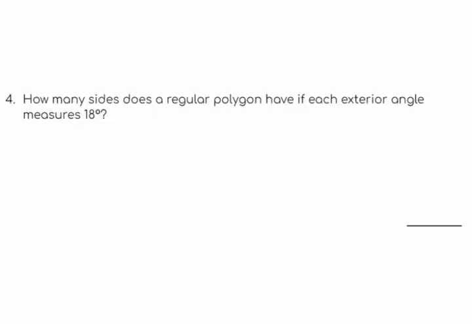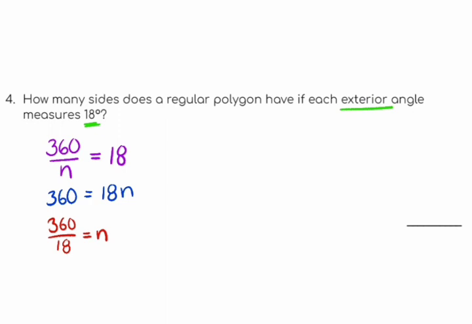The difference between problem 4 and problem 3 is this one says exterior angles instead of interior angles. So we have an exterior angle that measures 18 degrees. The sum of the exterior angles of any polygon is 360 degrees. We're going to divide that by n and figure out when that's equal to 18. We're going to get rid of the fraction by multiplying by n. We're going to get n by itself by dividing both sides by 18. Punching that into a calculator, I get n is equal to 20, which means the answer is 20.